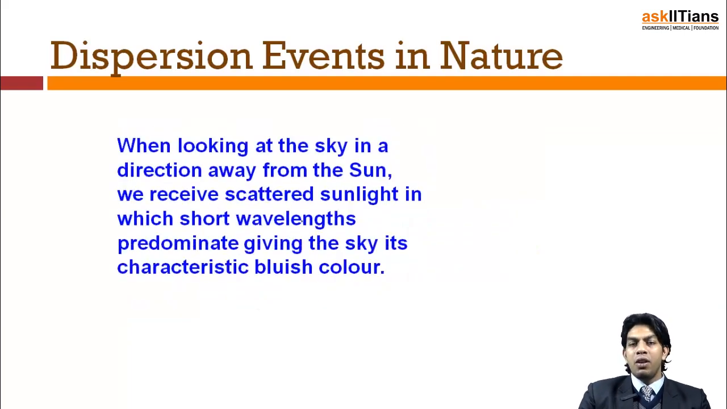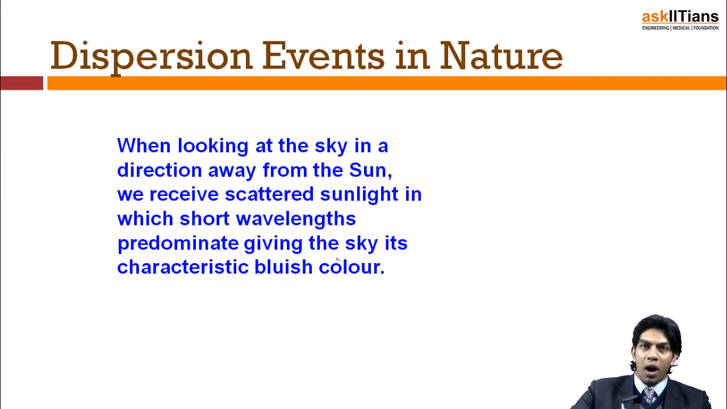The other case is when looking at the sky in the direction away from the sun. When I'm looking not directly at the sun but a bit away from it, we receive the scattered sunlight in which shorter wavelengths predominate, giving the characteristic bluish light. As I have told, the sun is a great source of light and is throwing light directly on the face of the earth, but there are particles which are very good at scattering the shorter wavelengths if their size is smaller than the longest wavelength.